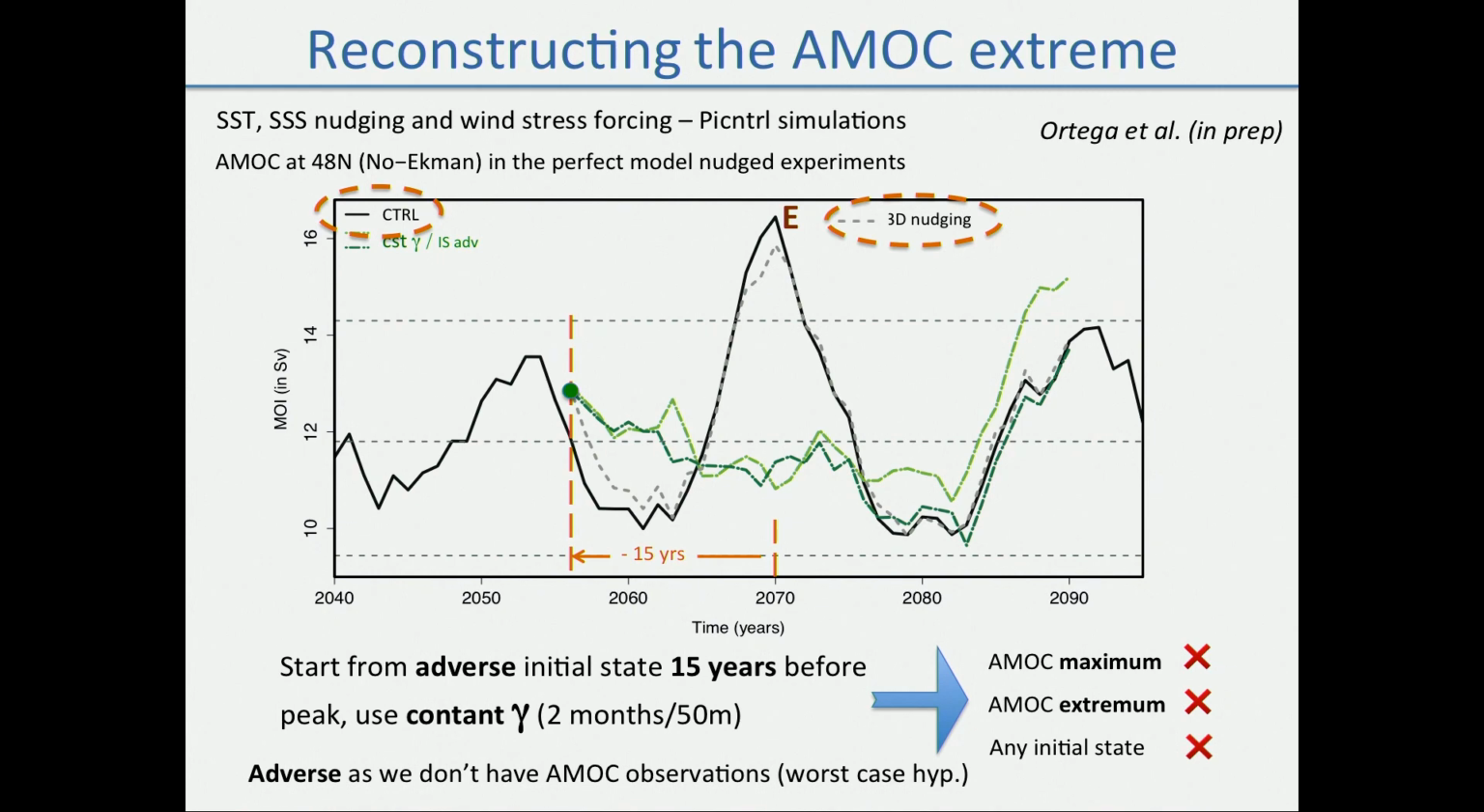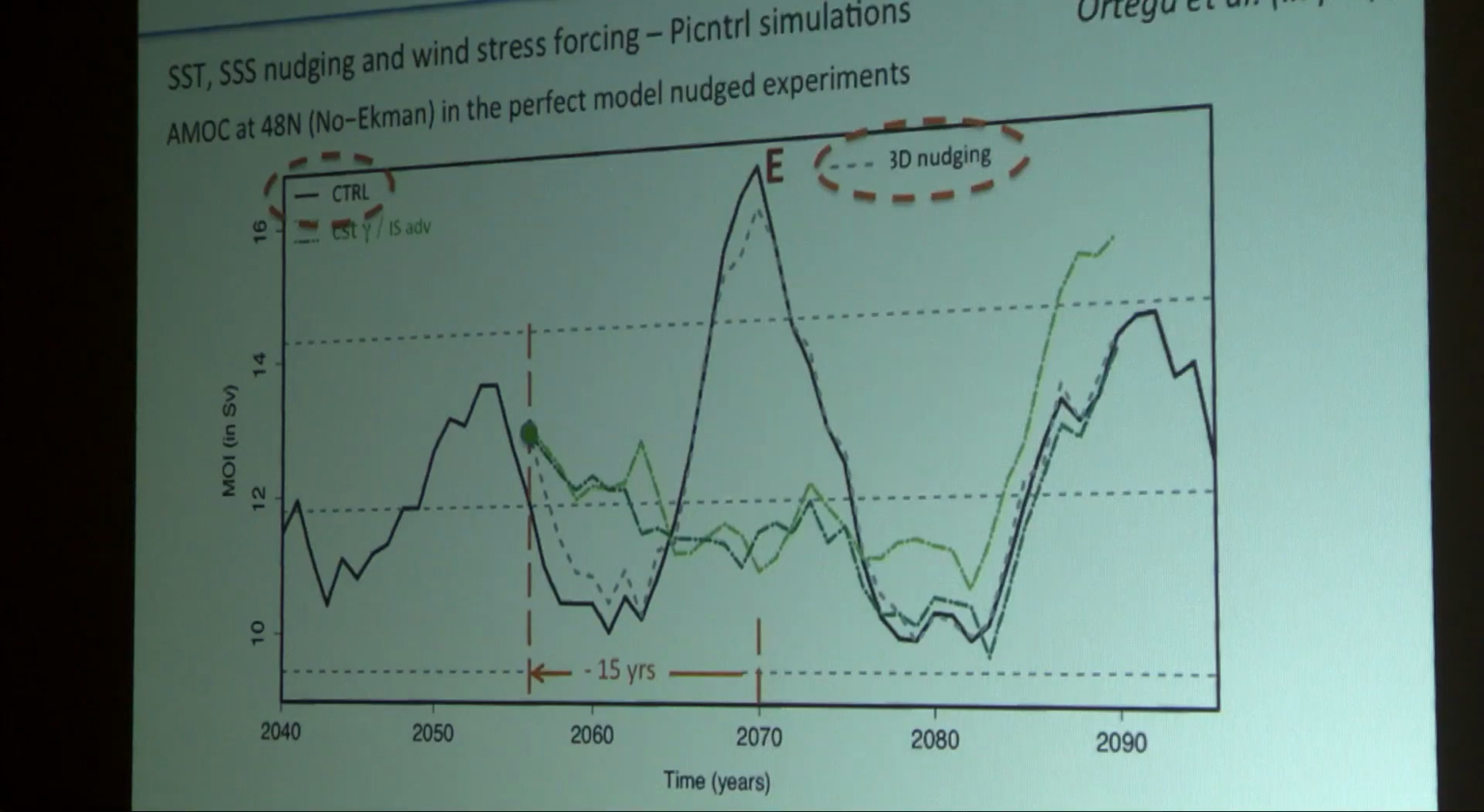Again, I'm using SST, SSS nudging, and wind stress forcing in the pre-industrial control. That's work done by Pablo Ortega. Here I'm just focusing on the no Ekman part because we've seen the wind doesn't play a role here. When we go to the historical context, that would be different. The wind, I'm sure, would play a role again, but here it's not a secondary role. So we look at the no Ekman part.